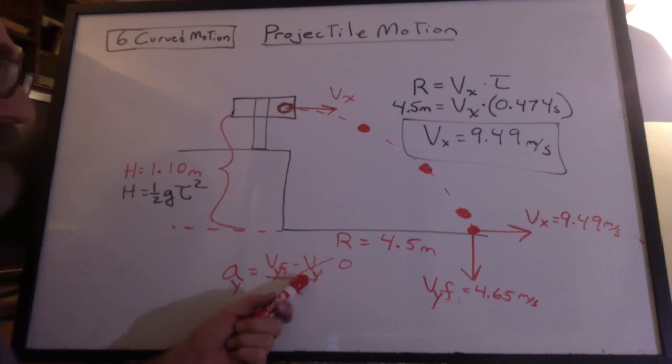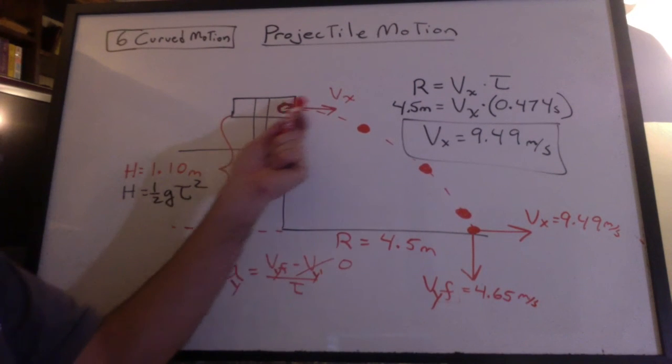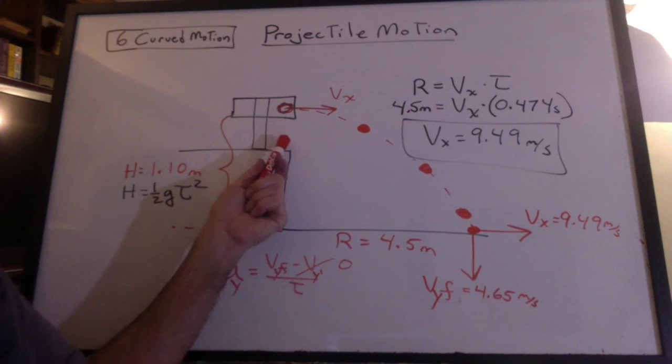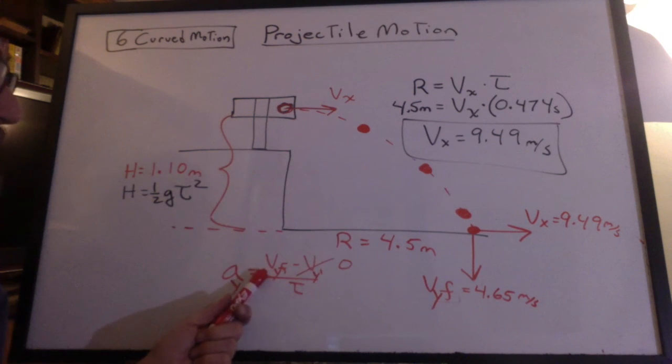How come? It's in the y direction. The horizontal velocity has a value. The initial value in the y direction is 0. So now we can solve for the final velocity.